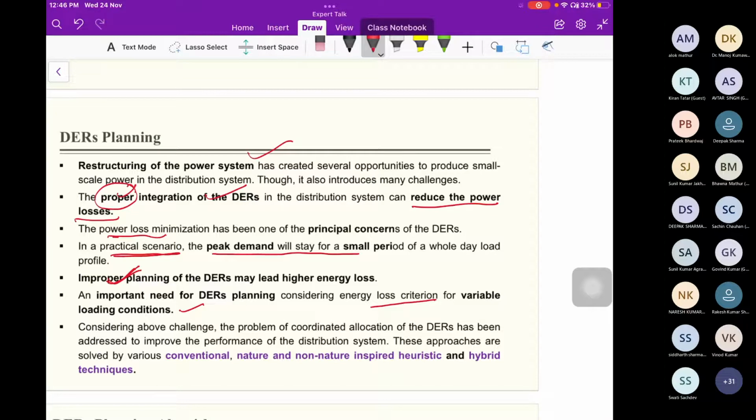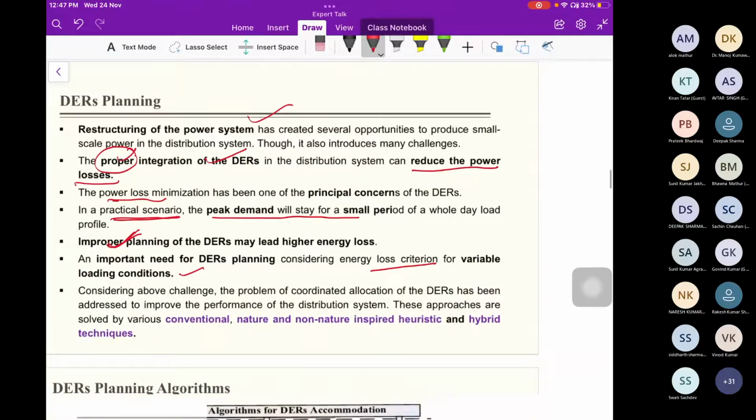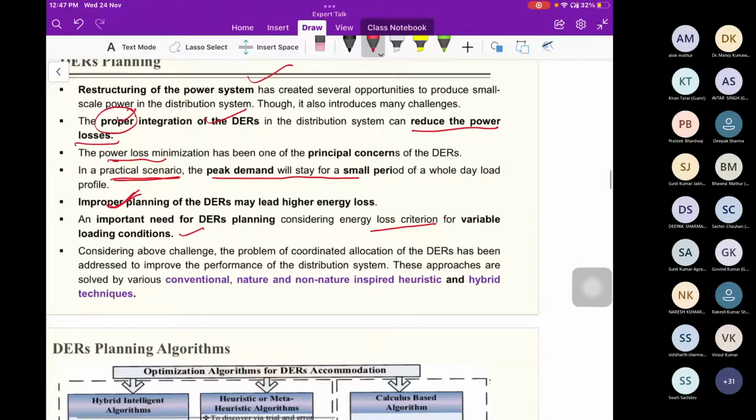So we will use some algorithms for this planning: conventional, nature-inspired and non-nature-inspired heuristic algorithms, and hybrid algorithms. These are the algorithms used for proper integration, optimized algorithms for DER allocation. We can define these as hybrid intelligence algorithms, which combine heuristic and metaheuristic algorithms. Every algorithm has some drawback, so with hybridization we use two algorithms, and the drawbacks of each compensate for each other.